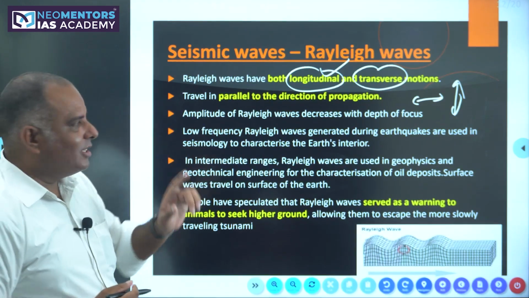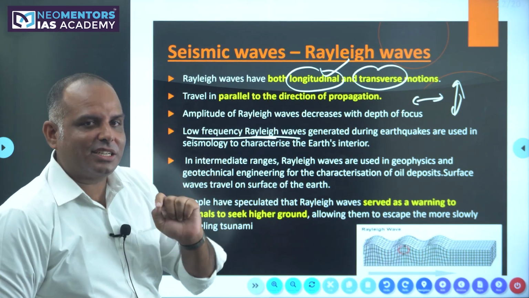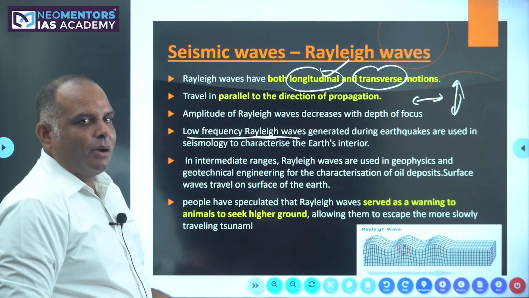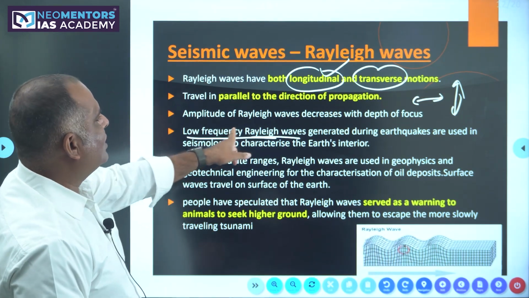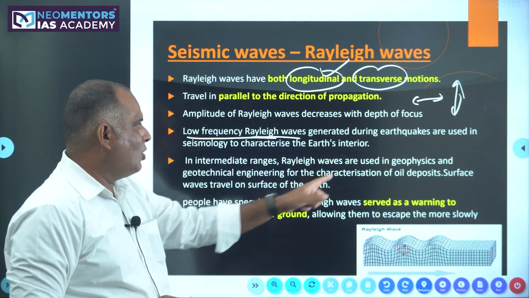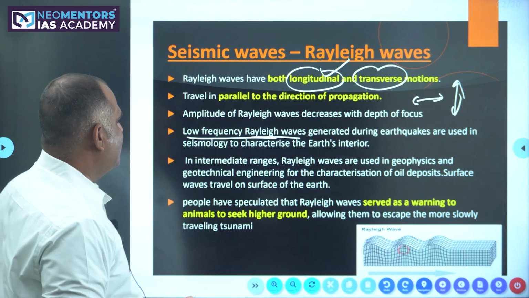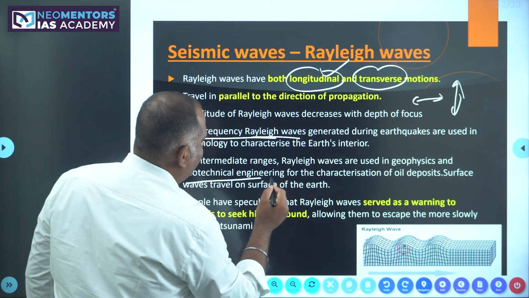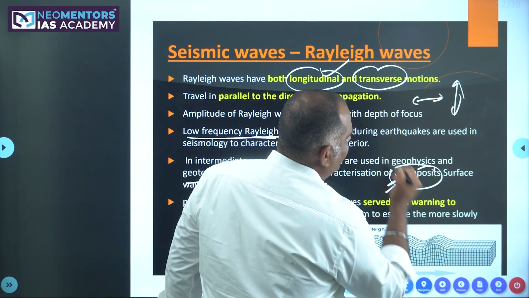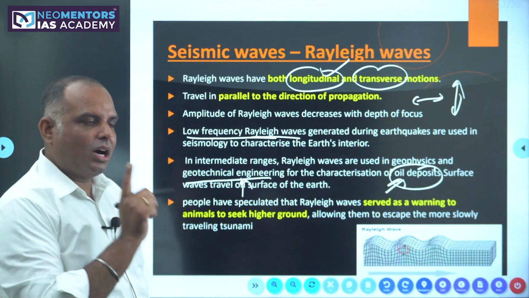During earthquakes, the low frequency Rayleigh waves which are generated are used to study the Earth's interiors. If anyone asks, all the waves are used to study the Earth's interiors, but more importantly, low frequency Rayleigh waves are used in seismology to characterize the Earth's interior. Now, they have commercial use also, right? In geotechnical engineering, they are used to identify oil deposits.